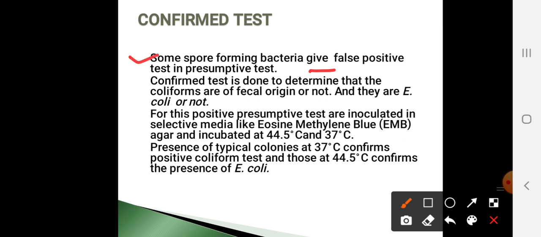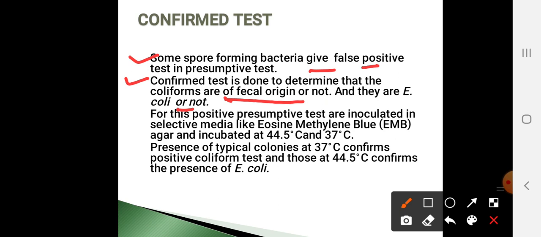Some spore forming bacteria will give a false positive test. In the confirmed test, it is determined whether the coliforms are of fecal origin or not. Here it is confirmed whether the coliforms are E. coli, or we can say whether the E. coli are from the fecal origin.